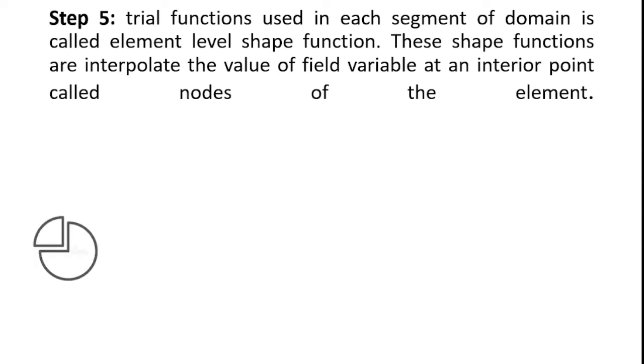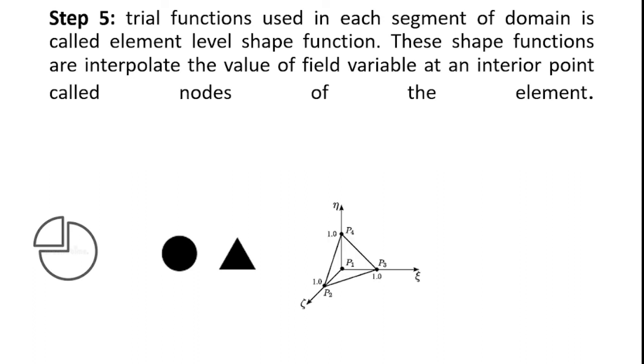In step 5, trial functions are used in each segment. Here you see, if I have a huge segment, we can separate it into a number of segments, so that the trial functions used in each segment of the domain are called element level shape functions. Here you see the circular element and the triangular element available, and those have different shape functions. These shape functions interpolate the value of the field variable. Already I defined the field variable as the dependent variable at an interior point called nodes on the element. Already you know what nodes are. So these are all the things I considered in step 5 as shape functions.